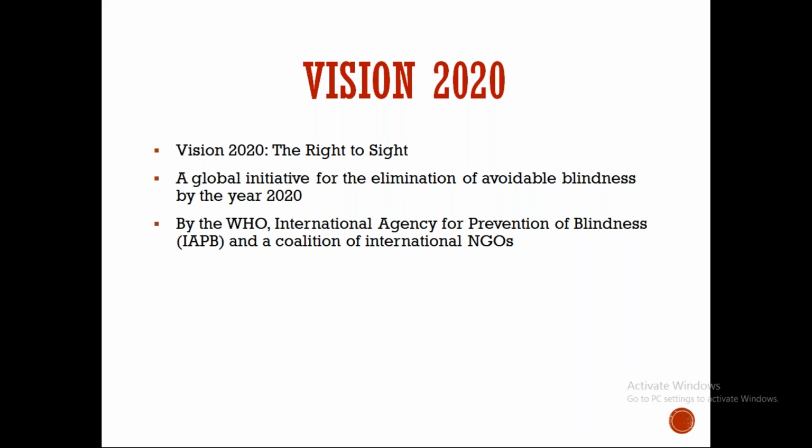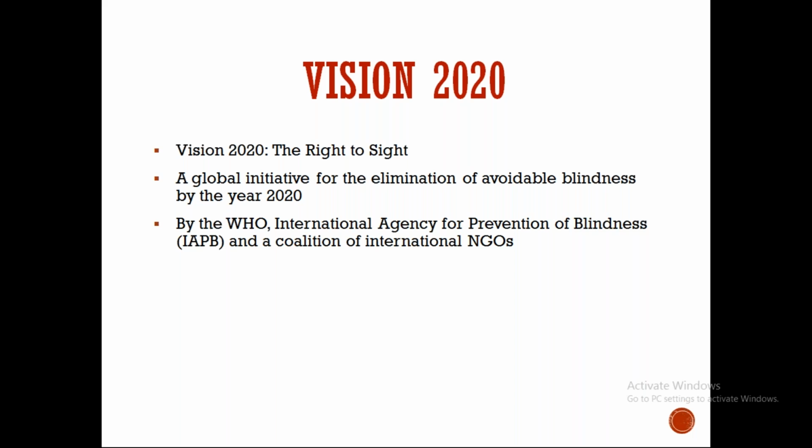Now coming to Vision 2020. Now we are already in 2020. This was implemented long back by WHO, by an international agency for prevention of blindness, in coalition with international NGOs. They are trying to eliminate avoidable blindness by the year 2020, which we couldn't achieve as of now, but we are in the process. So that was the goal which was formulated long back, around 15-20 years back. The main slogan for that was the right to sight. It was a global initiative for elimination of avoidable blindness, which includes both preventable and curable blindness.